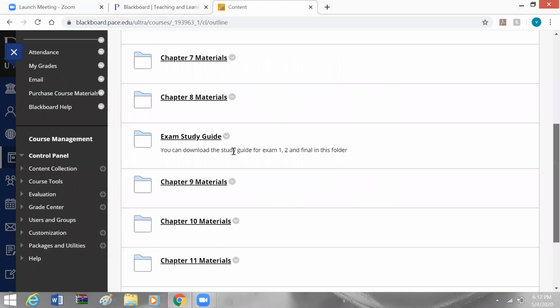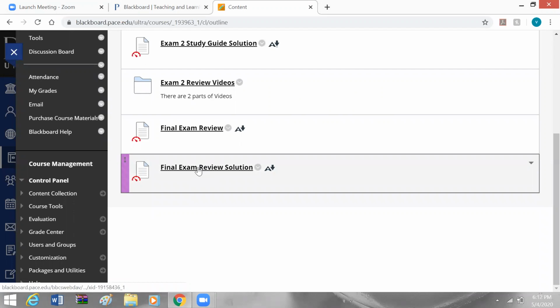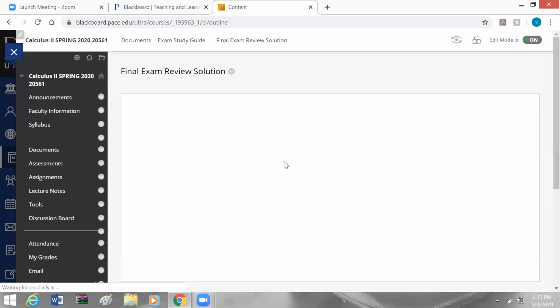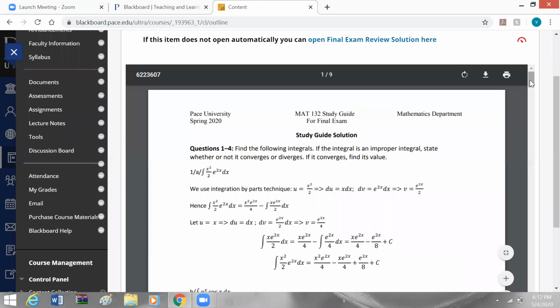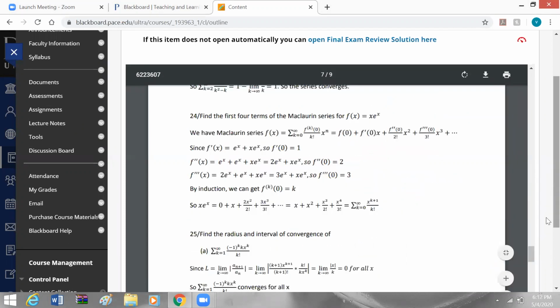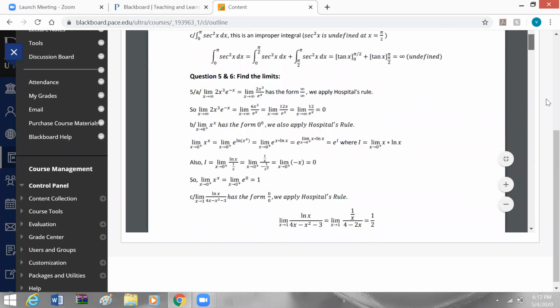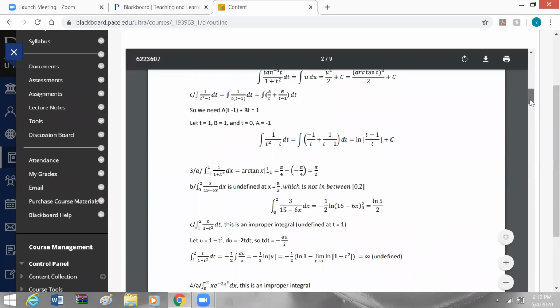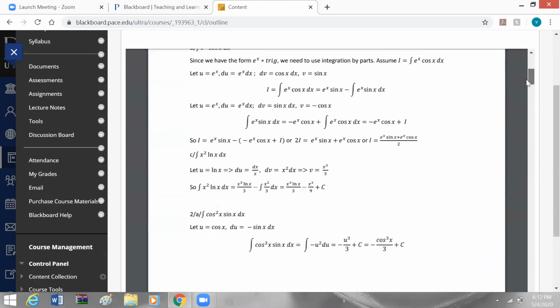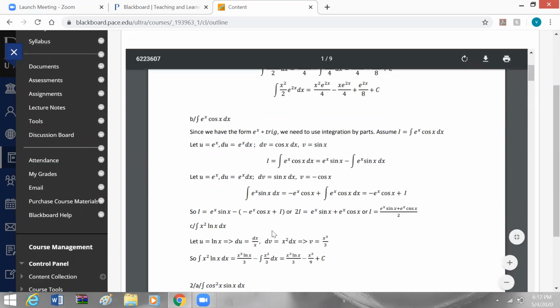Where did I put the final exam study guide? So this is the thing that we're going to look at, the final exam review solution. There were around 28 questions, and each question has different parts. I do not completely simplify all of these answers, but you can check. This is pretty much the thing that we need to do.